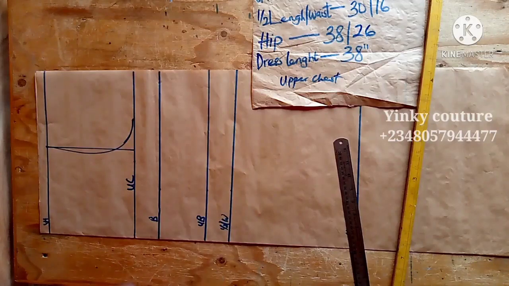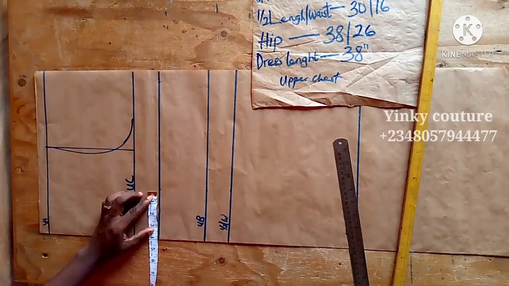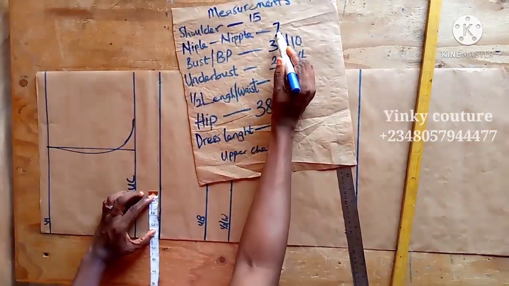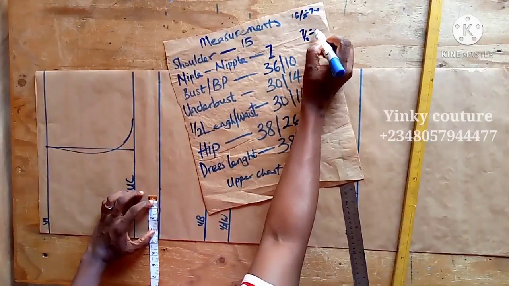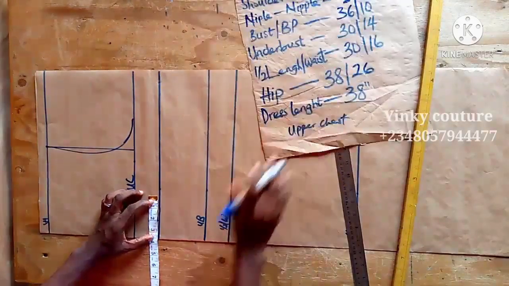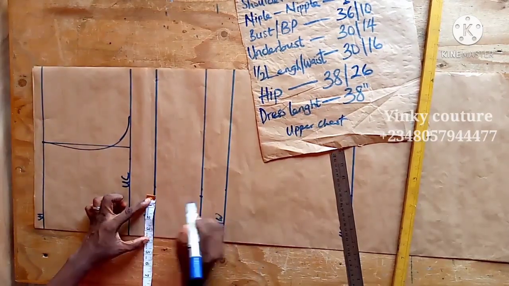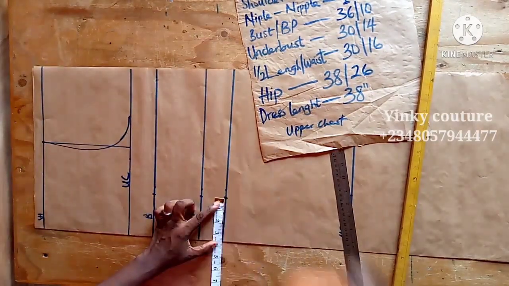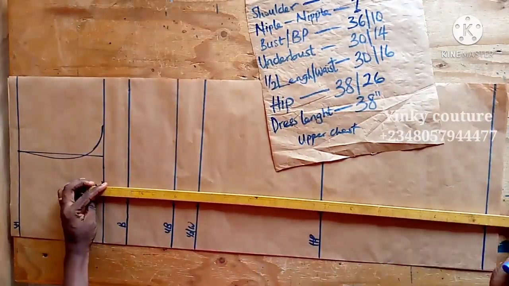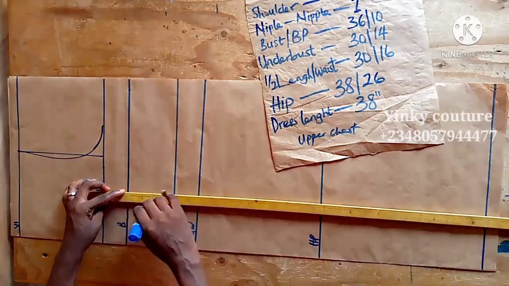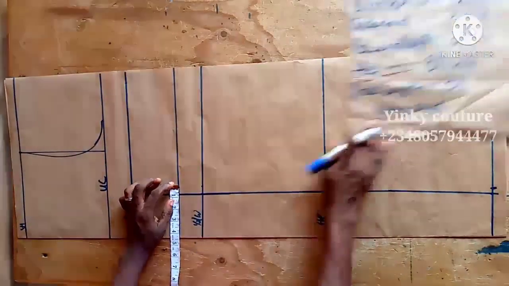Having done that, the next thing to do is to use the nipple to nipple measurement to place our dart. The nipple to nipple measurement is 7 inches. 7 inches divided by 2, I will have 3.5. So I'm going to take 3.5 on the bust, on the under bust, and on the waistline. Then on the hip, I'll also take the measurement there, then I'll connect it with a straight line. So from here, we have started modifying our basic bodice measurement.